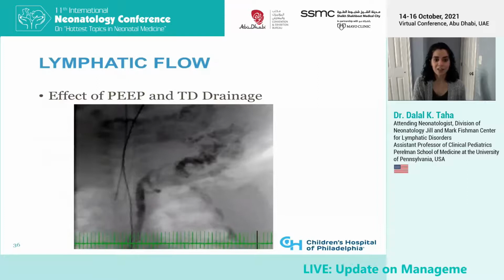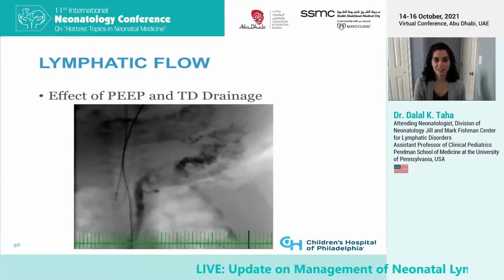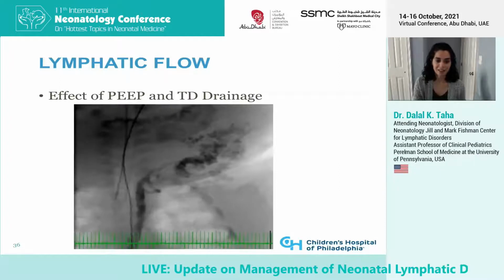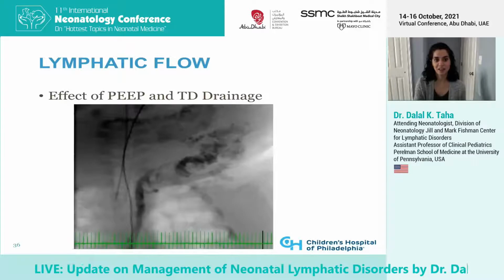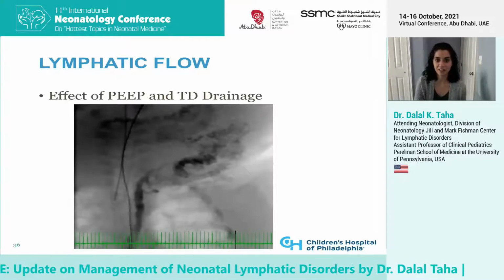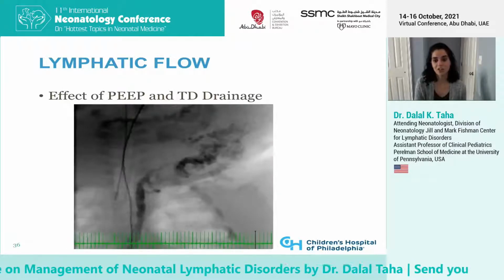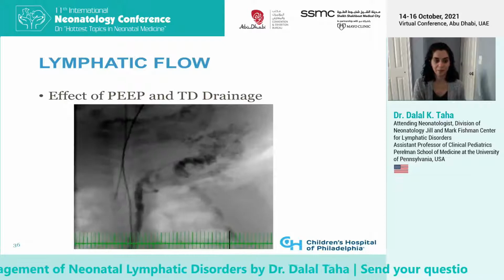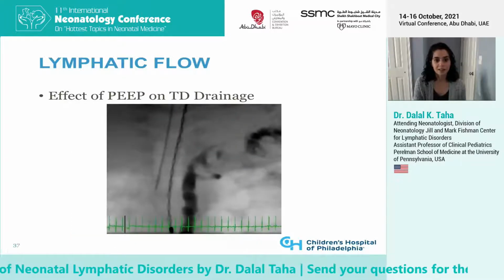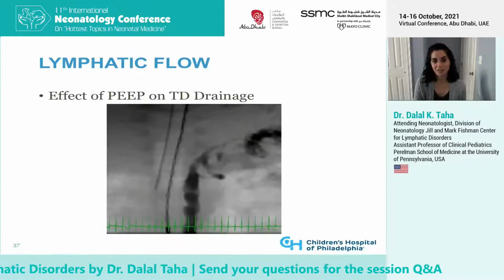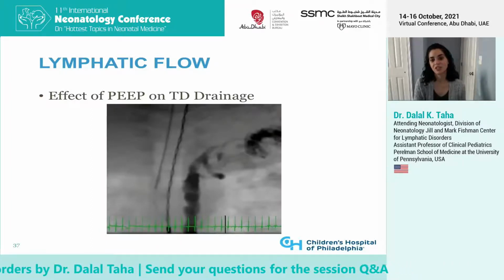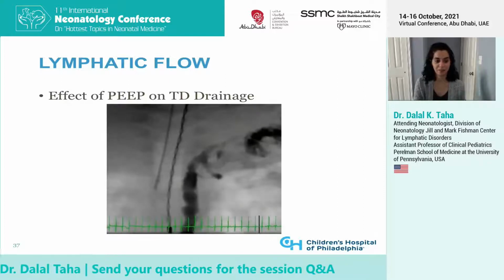This is a video taken from a conventional lymphangiogram done to assess the thoracic duct outlet. This is not the same patient, but essentially shows no flow of contrast from the thoracic duct outlet to the venous system, and instead you see contrast pooling up into the neck. This is a subsequent video taken after the PEEP was weaned, and now you can see a steady stream of contrast from the thoracic duct into the vein.